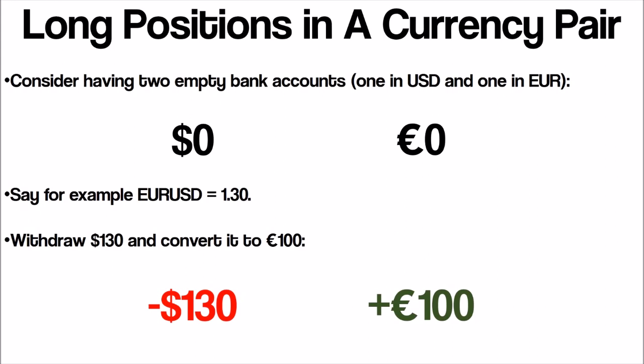So what you could do, you could withdraw $130 from your US dollar based account, convert it to euros via the euro dollar exchange rate, and then place that 100 euros into your euro bank account. So now basically you're overdrawn in your US dollar account and you have some euros in your euro account. So for the purpose of this video, we're just going to ignore overdraft fees and interest rates and so on.